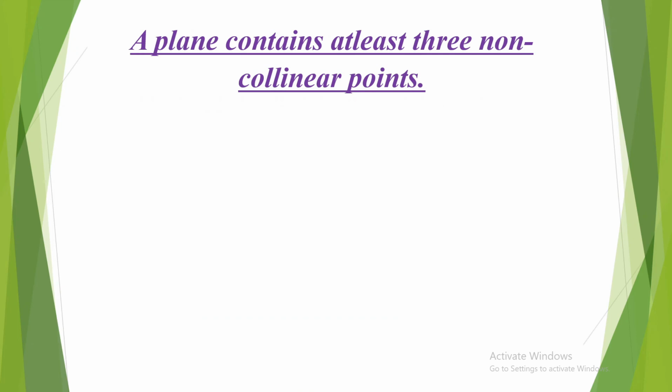Another one. A plane contains at least three non-collinear points. So if we have point A and point B, and connecting those 2 points, take note, we only formed a line. It's not yet a plane. Now, if we have a third point, but it's on the line, meaning that point is collinear to points A and B, then again, we cannot form a plane. Because take note, it must have at least three non-collinear points.